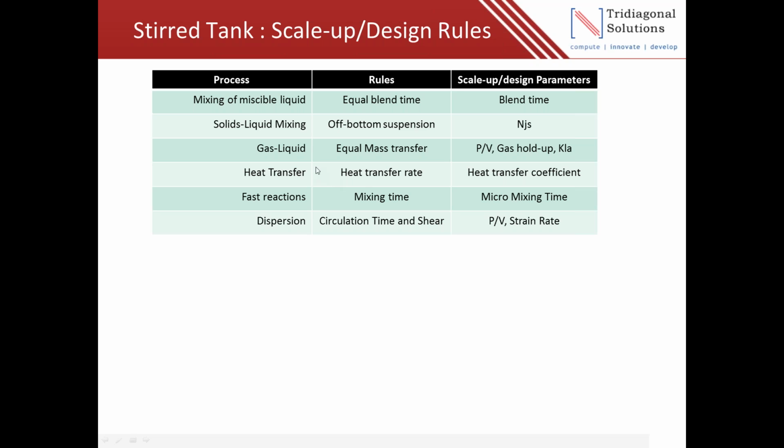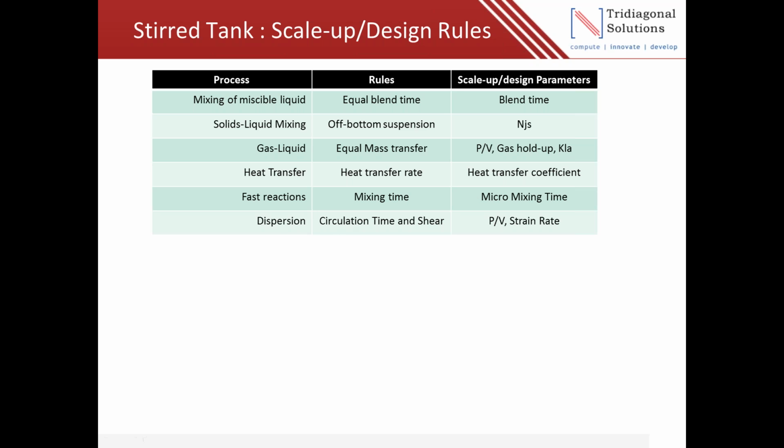Similarly, for gas liquid systems, we typically use the rule of equal mass transfer coefficients, which again depends upon the power dissipated in the system, power per unit mass or per unit volume of the liquid volume, and gas buildup and mass transfer coefficients in those reactors. For heat transfer control processes, we should be looking at heat transfer rates, which are again controlled by the heat transfer coefficient. For fast reactions, micro mixing time is one of the scale-up parameters which we typically try to match between the lab and the pilot or plant scale facility.